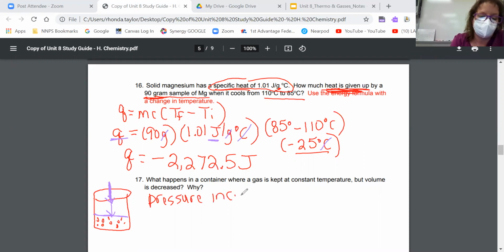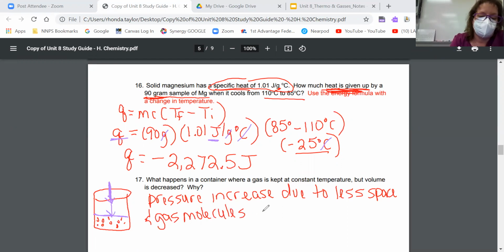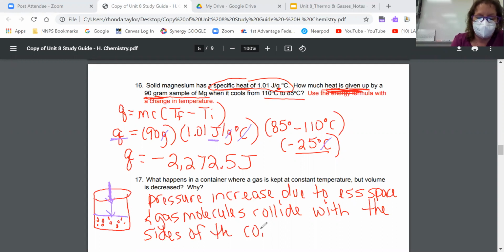Pressure increases due to less space, and the gas molecules collide with the sides of the container more, which is putting more pressure on the sides of the container, which is going to cause more pressure.